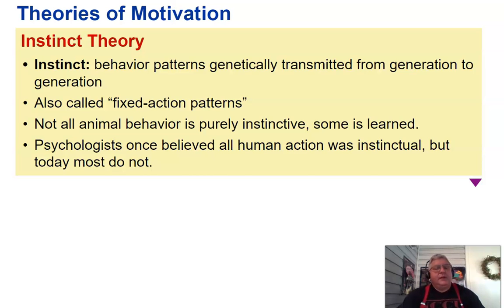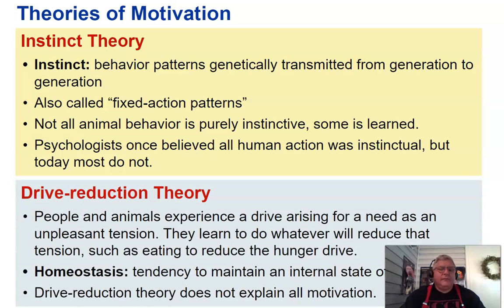Instinct theory. Instinct theory is behavior patterns genetically transmitted from generation to generation. It's also called fixed action patterns. Not all animals' behavior is purely instinctive. Some of it is learned, and psychologists once believed all human action was instinctual, but today most don't believe that.